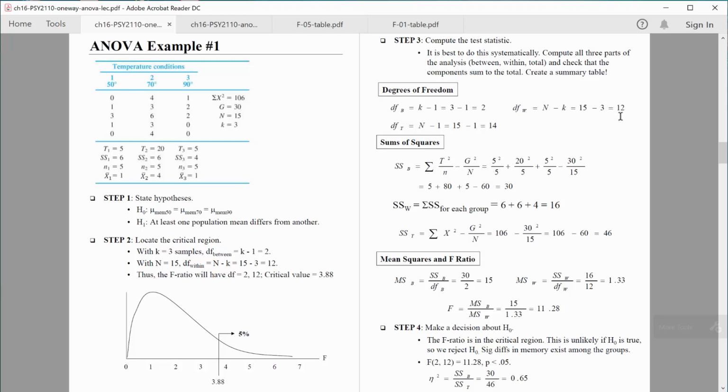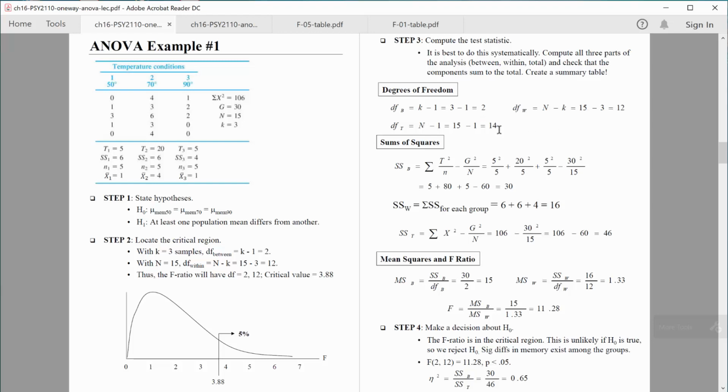Remember, sometimes we call that error, degrees of freedom error. Within and error are the same term in general when we talk about analysis of variance. Although we don't need degrees of freedom total, we could very easily compute it right here. It's based on the number of people overall minus 1. We had 15 people overall, minus 1 equals 14 degrees of freedom. One reason why I really like to compute that is because then it gives me a check of my work. Degrees of freedom between plus degrees of freedom within should equal degrees of freedom total.